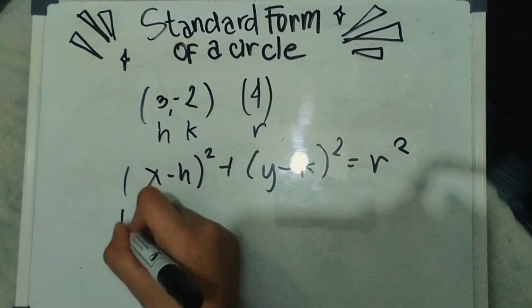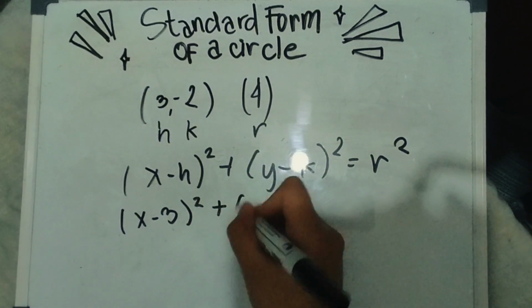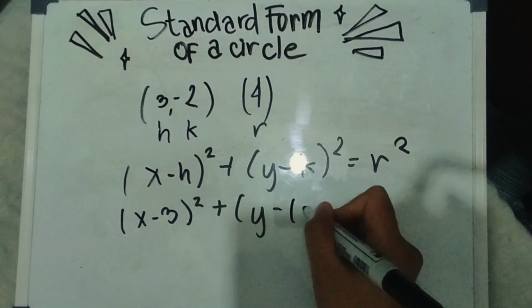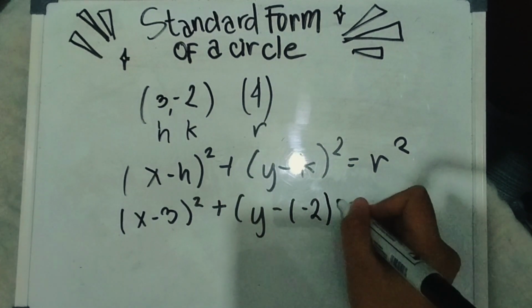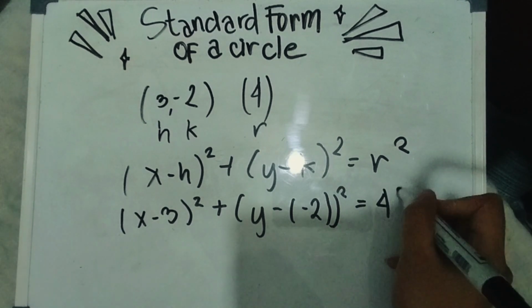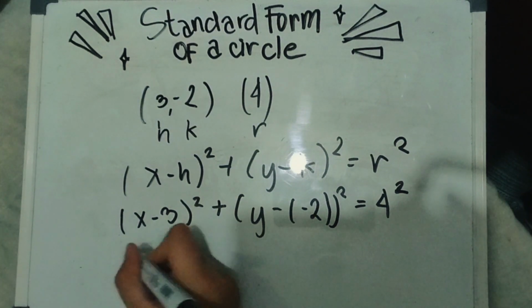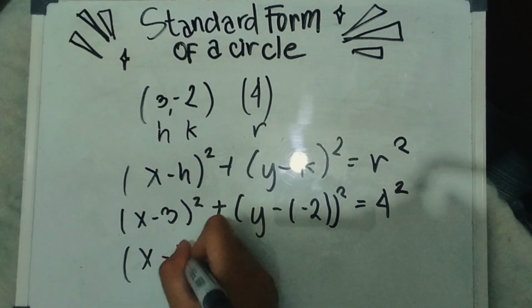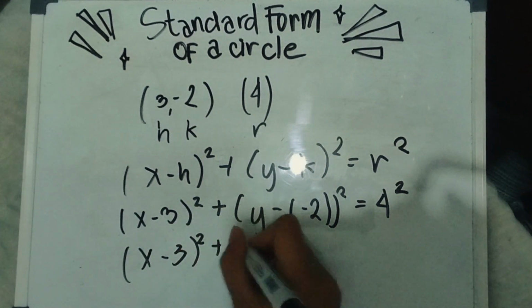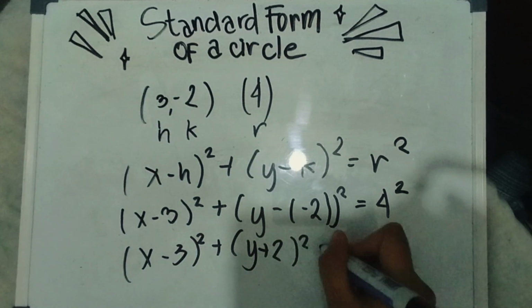Substitute into the formula. Plug h or 3, k or negative 2, and r or 4 into the standard form. Next, simplify the double negative in the y term. Then, the answer is x minus 3 squared plus y plus 2 squared equals 16.